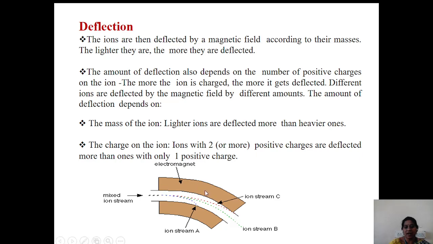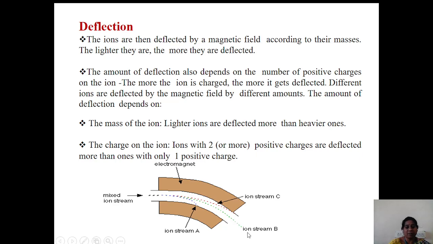Can you see here, you have an electromagnet around this tube. The ions are deflected by the magnetic field according to their masses. The lighter the mass, the more the deflection will be. Here, this is ion stream A. Since it's heavier, its deflection is less, whereas ion stream C is light in mass, hence it is deflected more. The deflection is more for a lighter ion. That's how only ion stream B leaves this deflection stage.